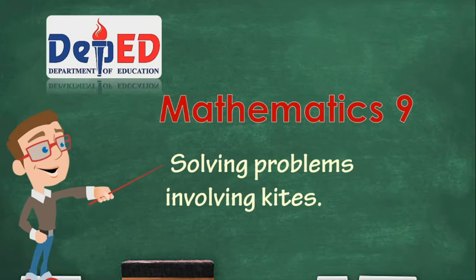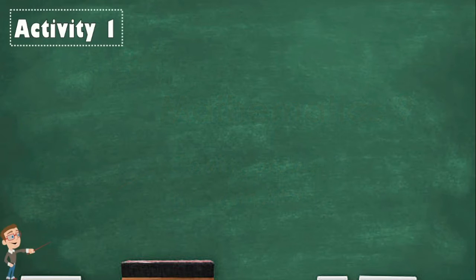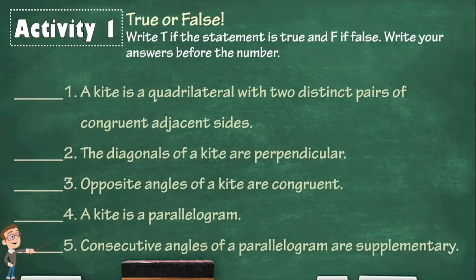Our topic is solving problems involving kites. For our review, let us have Activity 1. True or false. Write T if the statement is true and F if false.